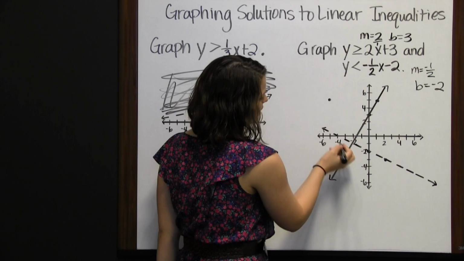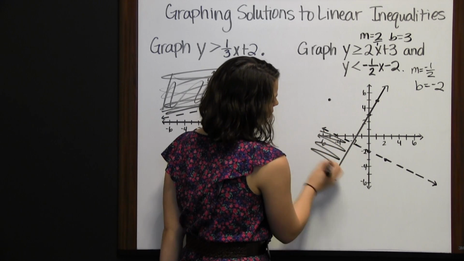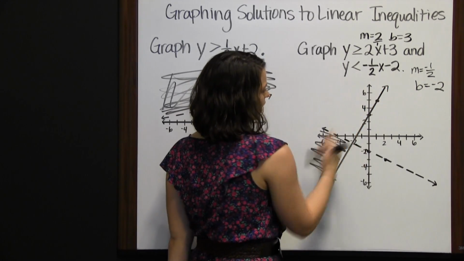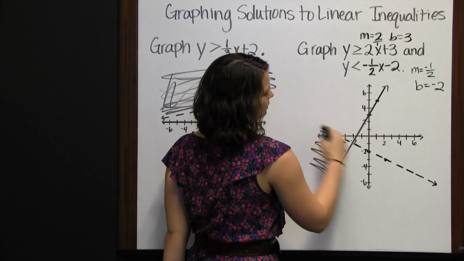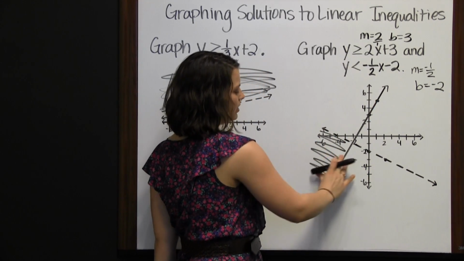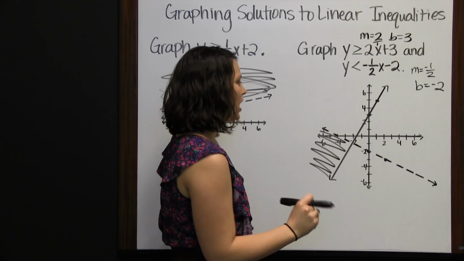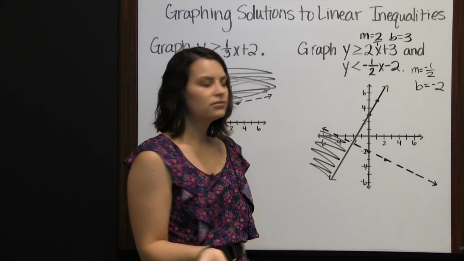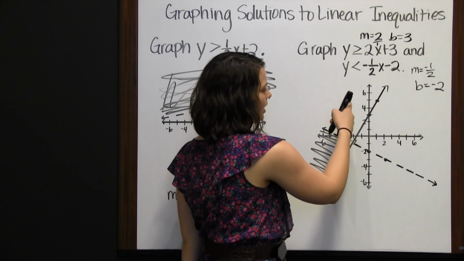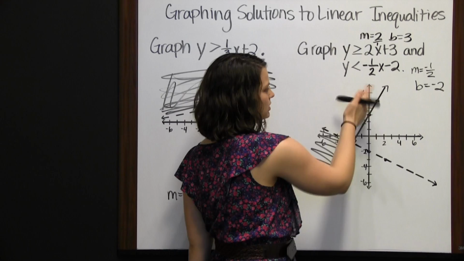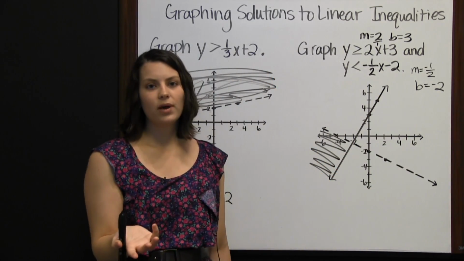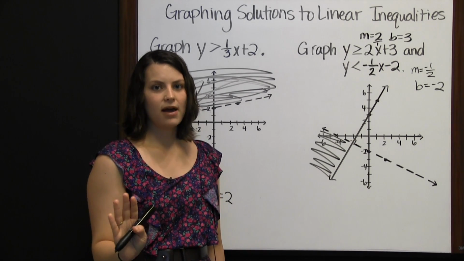And so where the two shaded areas overlap would be right over here. This is your solution, since for this line we were shading on this side, and for this line we were shading on this side. So the two shaded areas that overlap is just this region right here. And another way you could figure this out is just to pick a point in all 4 of the regions. And if the point satisfies both equations, then that's where you shade. And if your point doesn't satisfy both equations, then we don't shade in that region.